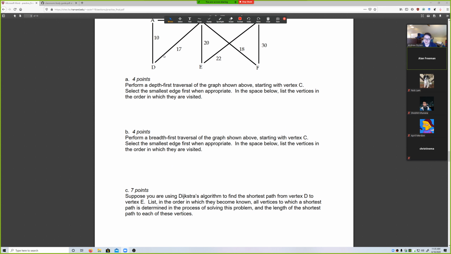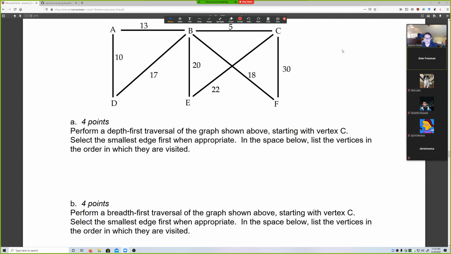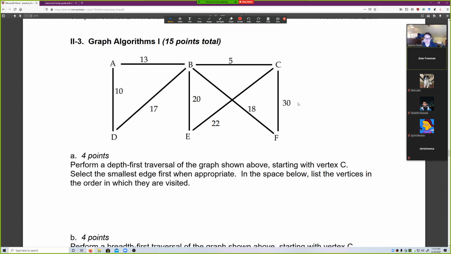Okay, suppose you're using Dijkstra's algorithm to find the shortest path. I'm just going to put the answer over there. Actually, I'm going to zoom in and make use of this space to the side over here.